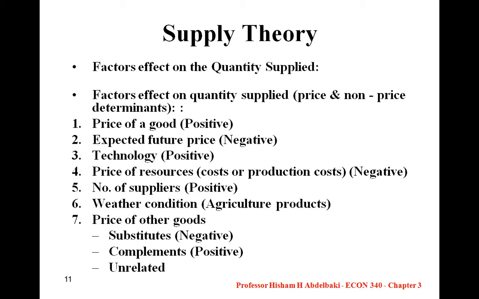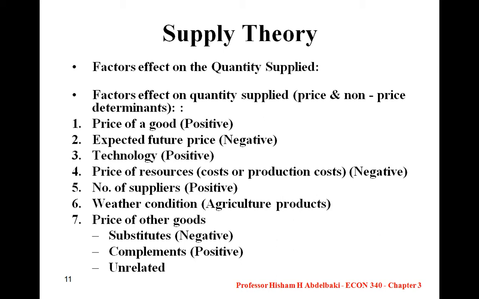Negative. Third one is technology. Technology will lead to increased profit, either by increasing total revenue or decreasing total cost. Both of them will lead to increased profit. So if you work in a field where technology will be advanced, you expect a higher profit rate or more profit. So technology means more supply. You will supply more of the good because you will get more profits because you have advanced technology in the field of your work.